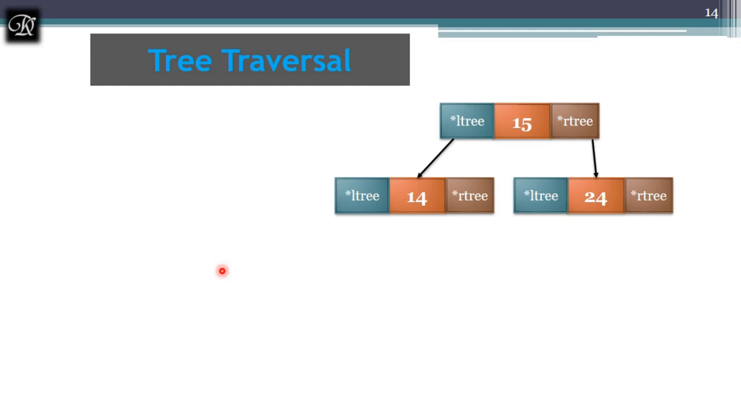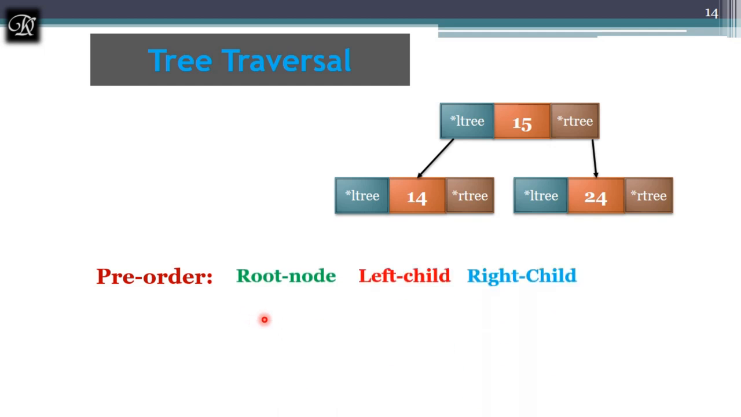Next is tree traversal with pre-order. Pre-order means it's going to have a root node, a left child, and a right child. When it comes to the root node, first we are going to print the root value, that is 15. Next we are going to print the left child value, that is 14. Next we are going to print the right child value, 24.